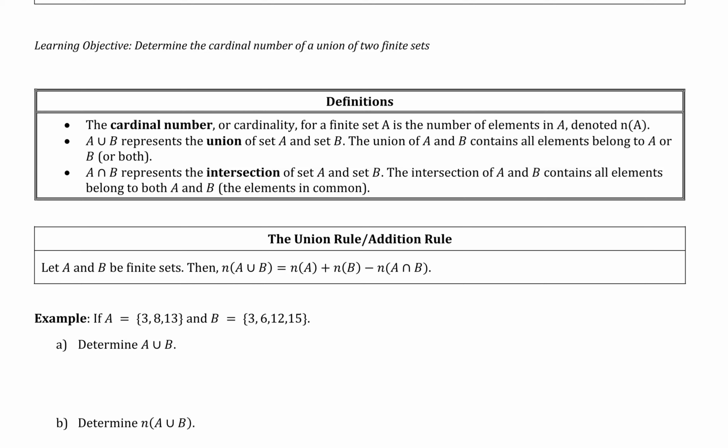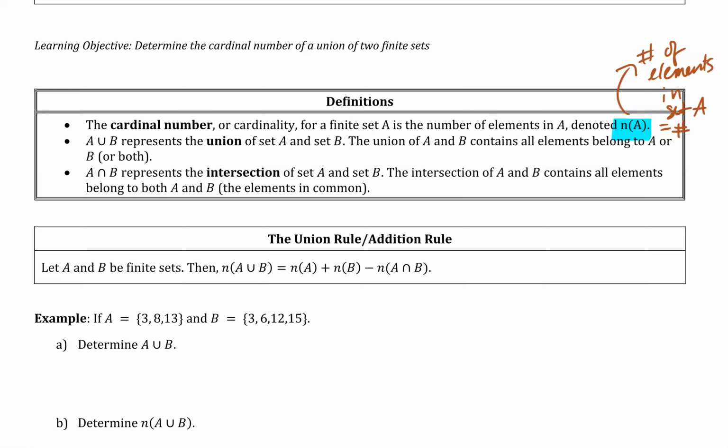And we have this notation for the cardinal number. It is N of A. So that is the number of elements in set A is equal to, and then you write some number.